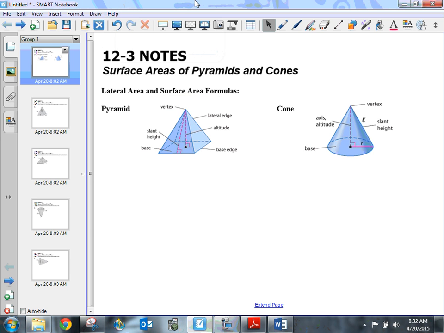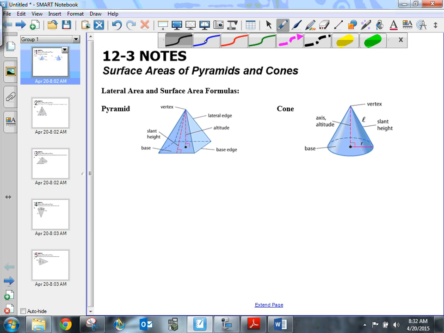Okay, the following is a video about 12.3 notes. We're going to continue our learning of surface areas and lateral areas, but we're going to be doing these with pyramids and with cones. So it's a little bit different, but the first thing I want to talk about is what we label these things and what we'll need.